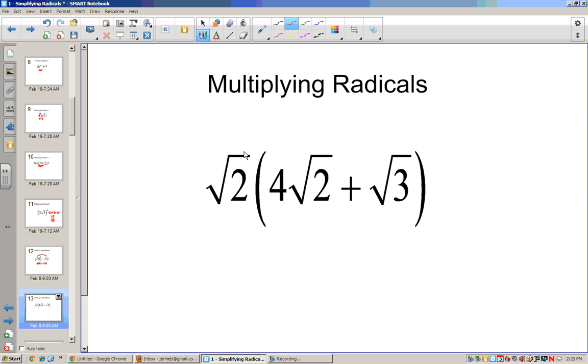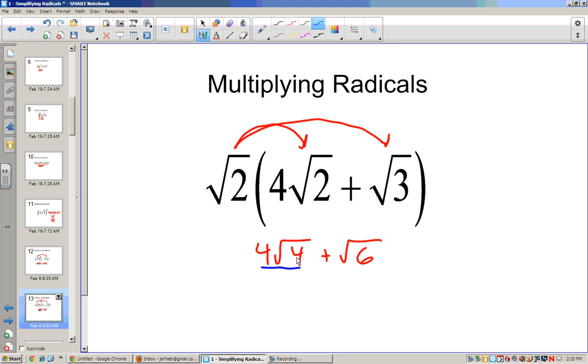Now if I multiply these radicals, this one will go over the parentheses, and so will that. So square root of 2 times square root of 2, that's going to be square root of 4, so 4 root 4. Root 2 times root 3 is the square root of 6. Now we can actually simplify this a little bit more, because the square root of 4 is 2. So this is like saying 4 times 2 plus root 6, or 8 plus root 6.